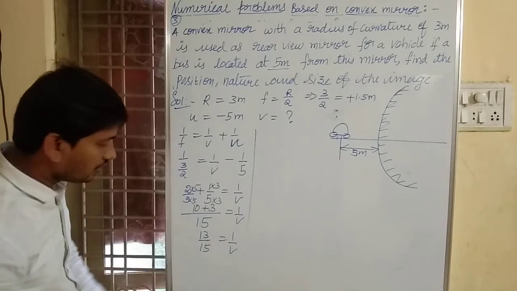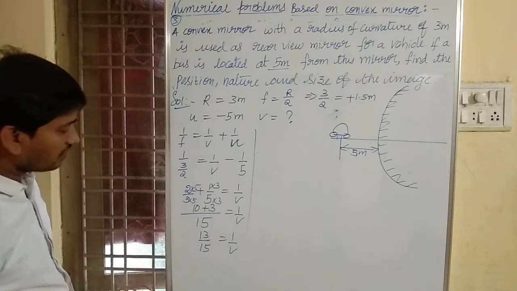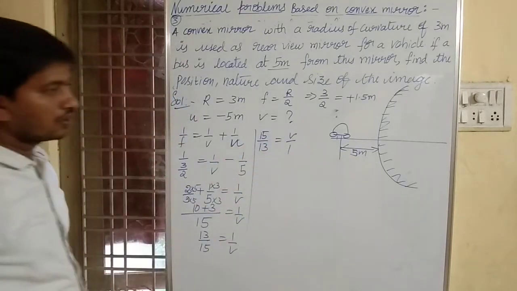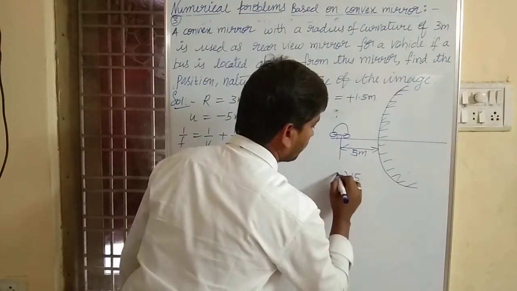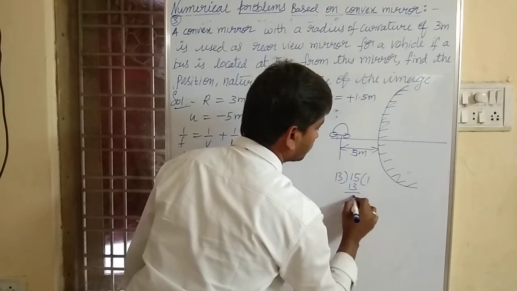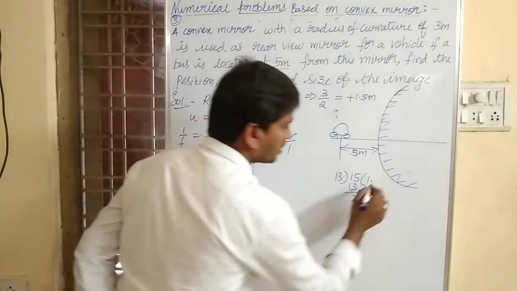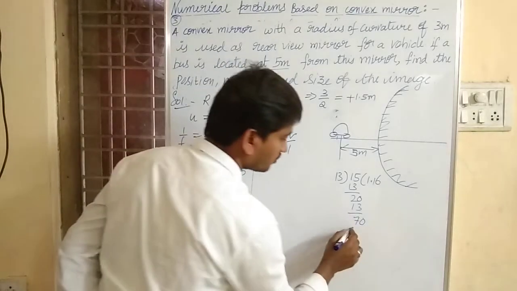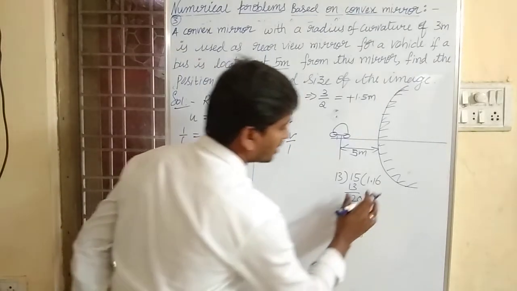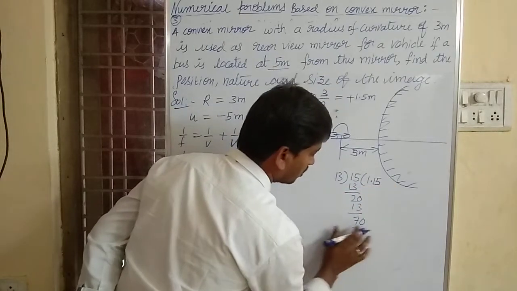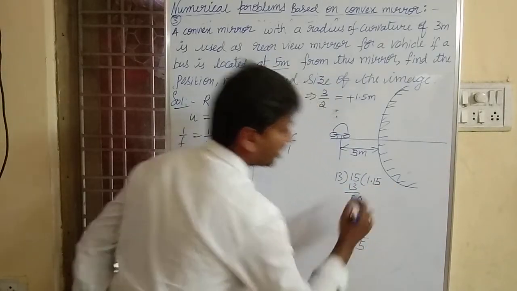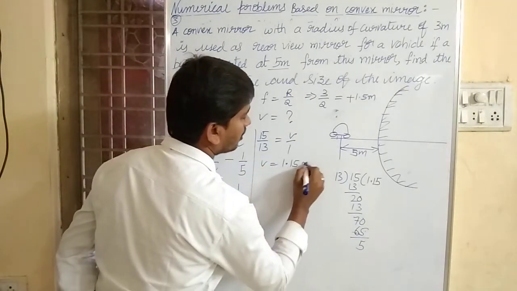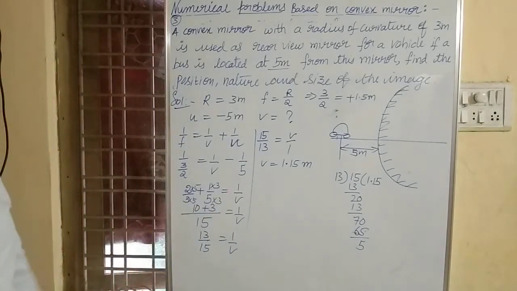As we want V by 1, let me invert. So I will get 15 by 13 equal to V by 1. What is 15 by 13? 15 divided by 13: 13 ones are 13, remainder 2, and it continues. So V equals 1.15 meters.